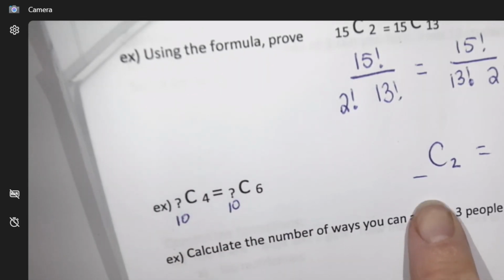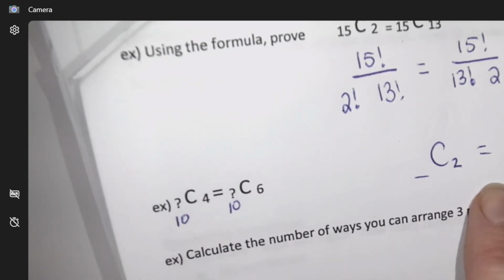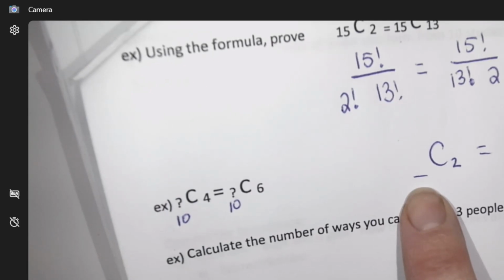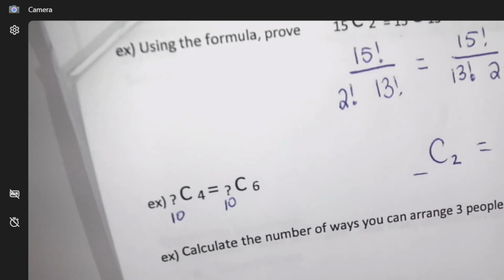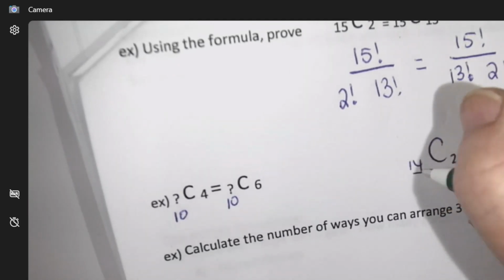Okay, one more, because I'm not sure if you're quite getting it. What would be the number here to make this the same? 14.